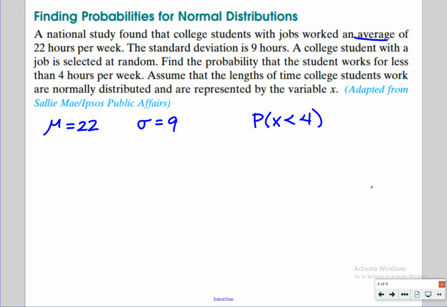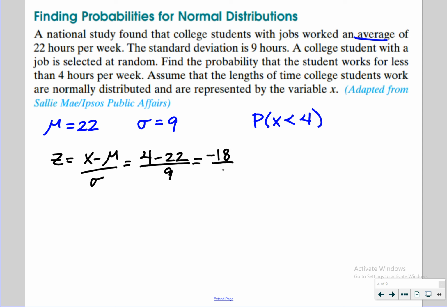So, calculating the z-score. I'll write that formula down for you one more time. It's x minus the mean, divided by the standard deviation. My x value, whether it's equal to, greater than, or less than, here it's less than, is 4, minus my mean, divided by my standard deviation. That gives me negative 18 over 9. And this one's actually nice and pretty. It's negative 2.